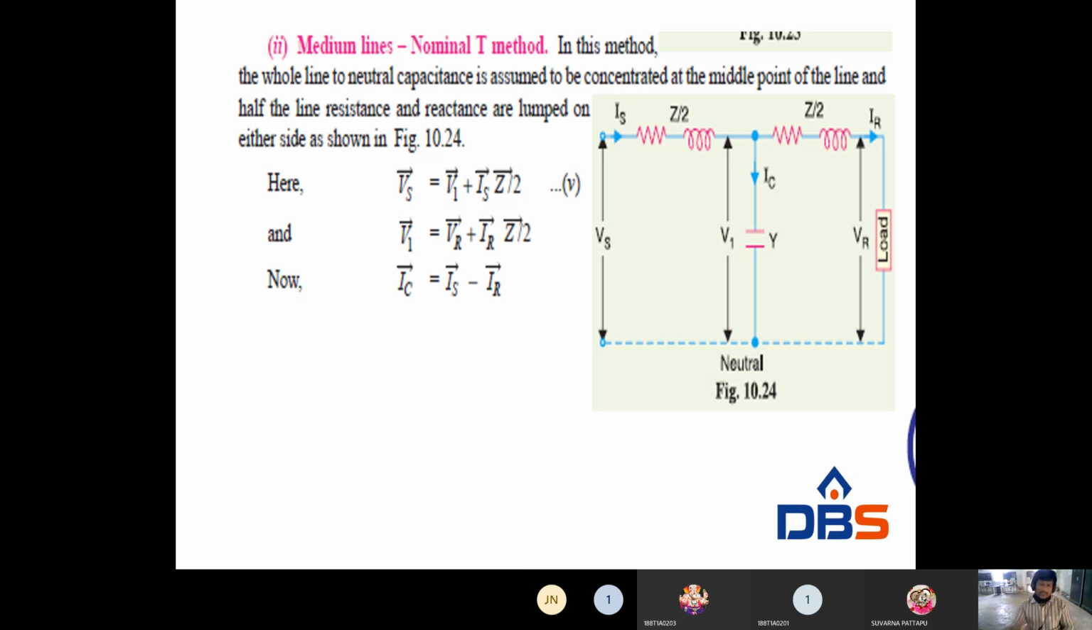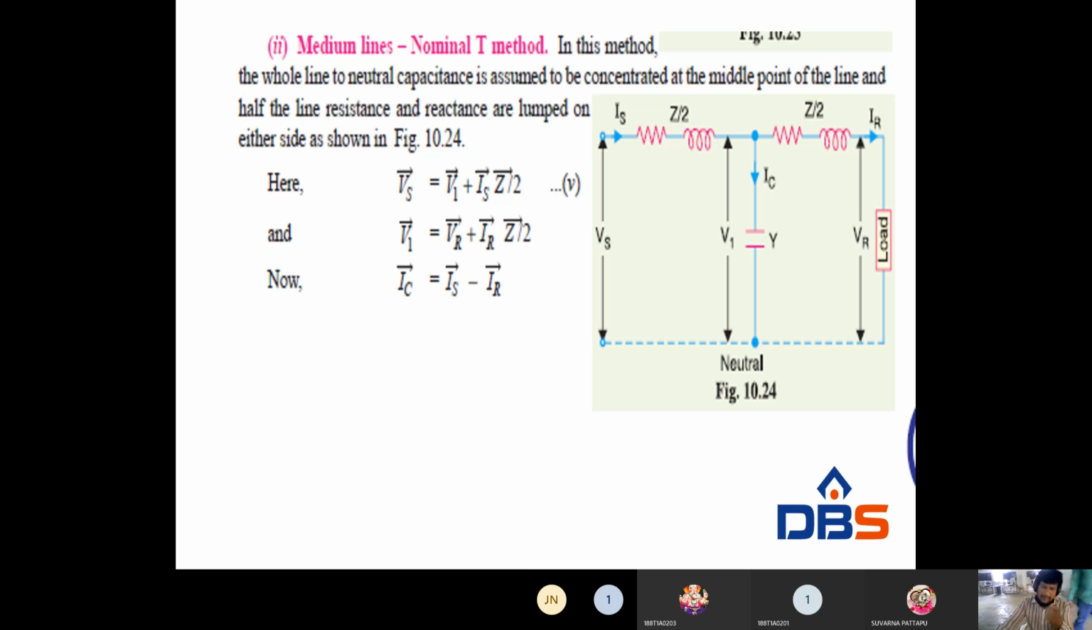So, as usual, write the equations. KVL equations. Here two loops are available, right? So Vs is equal to V1 plus IS into Z/2. That is the one equation. Vs is equal to V1 plus IS into Z/2. Now apply the KVL for the second loop. So here V1 is the sending end voltage, right? V1 is equal to VR plus IR into Z/2, right?